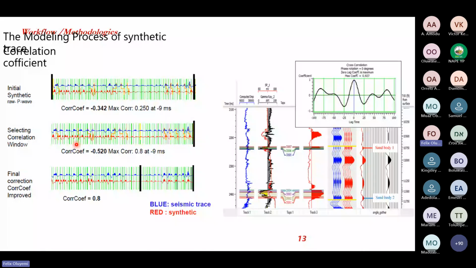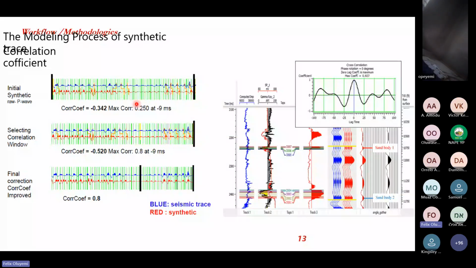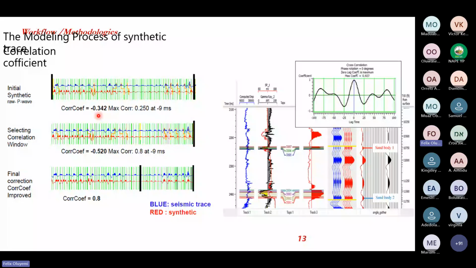Then if you check something we call correlation coefficient, you can see when you first generate without any adjustment, you have something around minus 0.34. This is not very good. You have something that is giving you 0.25. But by the time you do your final one, you now have a correlation coefficient of 0.8. I will not lie to you. If you get this 0.8, I might start questioning and querying your Synthetics-to-Well Tie because this figure is very high.